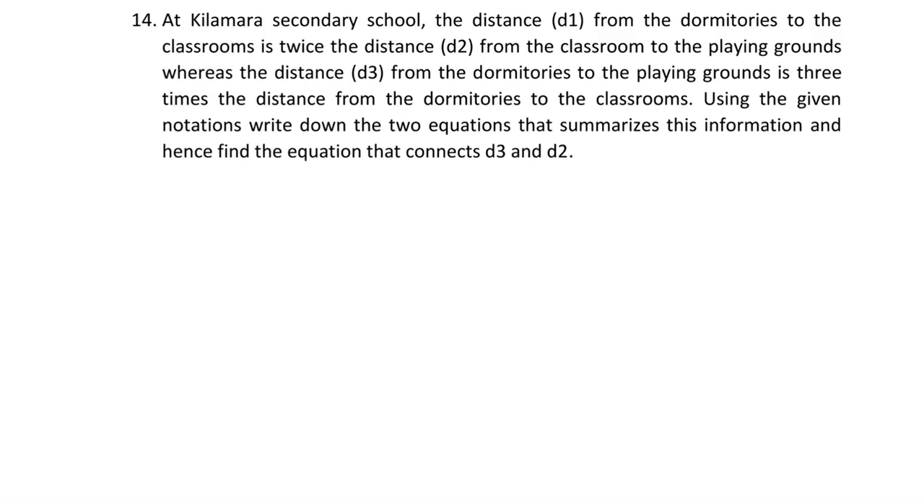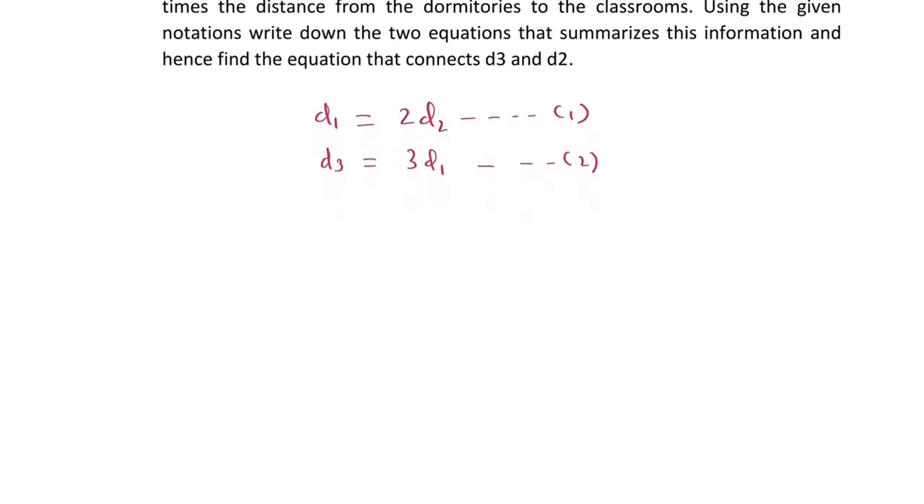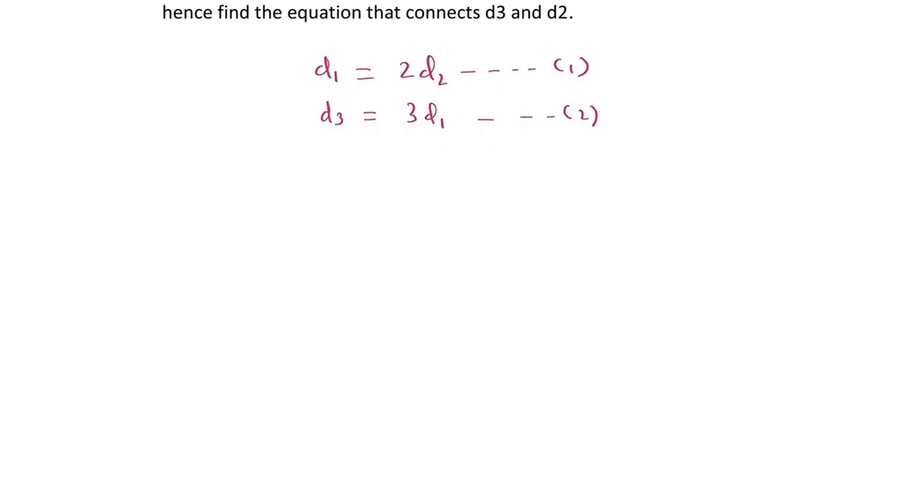From the given information, we've been told that D1 is twice D2. Then we say D1 equals 2D2, and we call this equation number 1. Also, we've been told that D3 is 3 times D1. So D3 equals 3D1, and we call this equation number 2. So these are the two required equations.